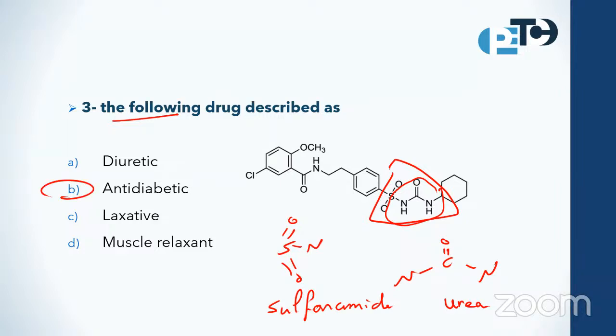Okay. Also, the question may come like the following: what is the main side effect of this structure? So how can we solve it? By the same way, knowing the drug group, then after knowing the drug group, you can easily know the main side effect of it. Here, as you know, it is sulfonylurea. So the main side effect of it is hypoglycemia. Yes. Okay. This is how we can solve most of the structure questions.